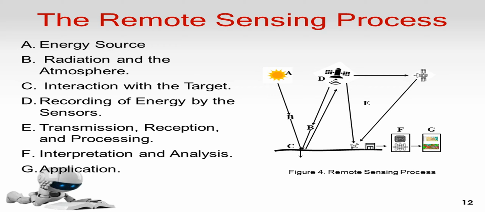Third, the interaction of the electromagnetic radiation with the Earth's surface. It can be reflected or absorbed. Fourth step, transmit the energy from the surface to the remote sensors. Fifth step, the remote sensors on the satellite send the data to the reception station on the ground. Sixth step, the reception station analyzes and processes the received remote sensing data. And the seventh step is the use of this processed data in the desired applications such as classification.